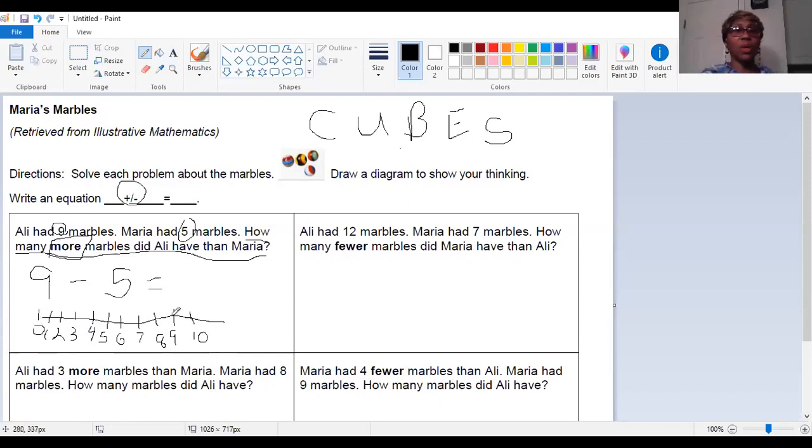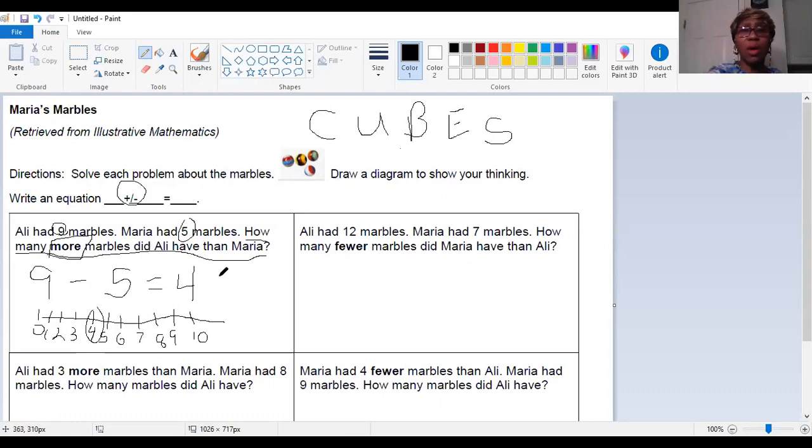All right. So we're going to say 9. We're going to start at the 9. 9 minus 5. 9. 1, 2, 3, 4, 5. Where does it take us? To the number 4. So 9 minus 5 equals 4. So how many more marbles did Ollie have than Maria? He had 4 more than Maria.